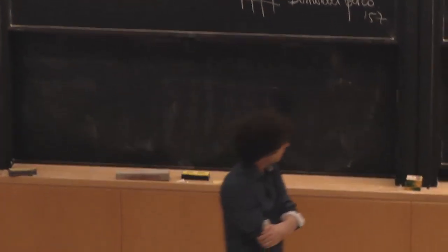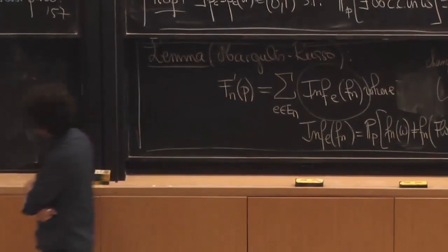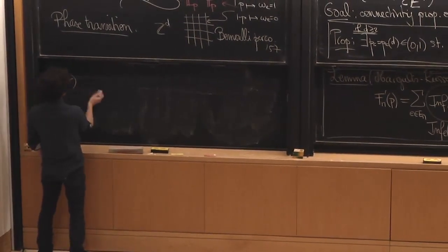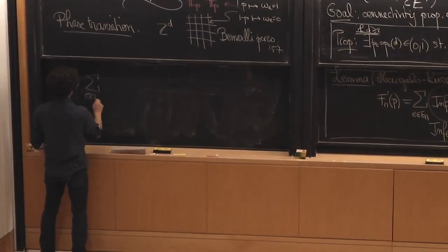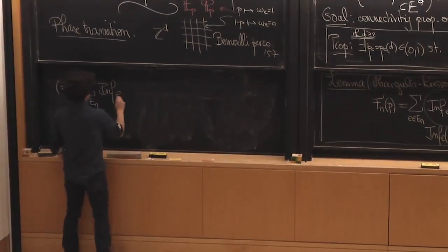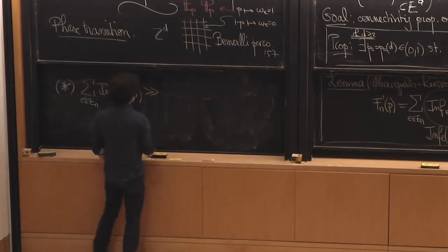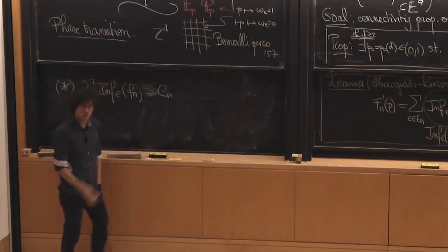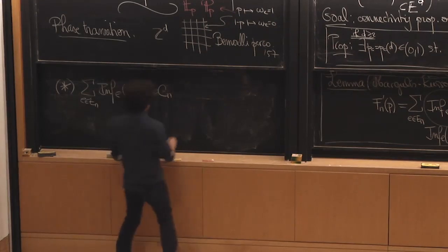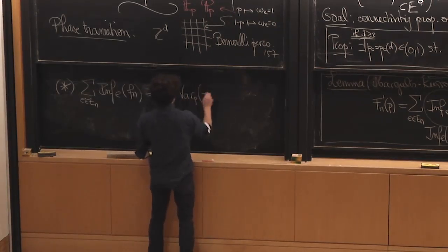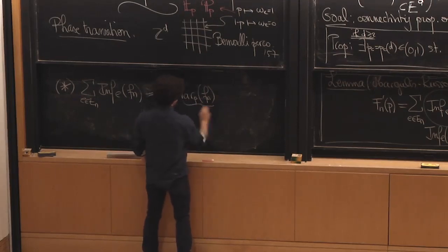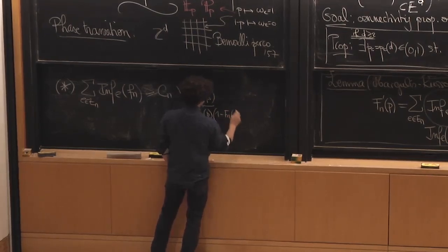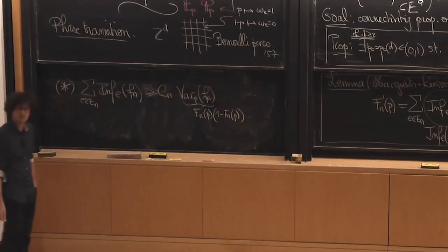But anyway, this is the first tool. How will we use it? Imagine that you manage to prove that the sum over the edges of the influence is larger or equal to a certain constant Cn, and think of Cn as being very large, times the variance of Fn. I mean, this is just a big word to say it's Fn of p times 1 minus Fn of p. Okay? Imagine I can prove that.